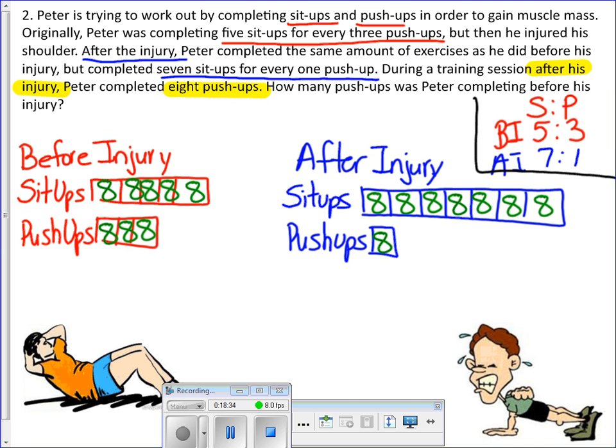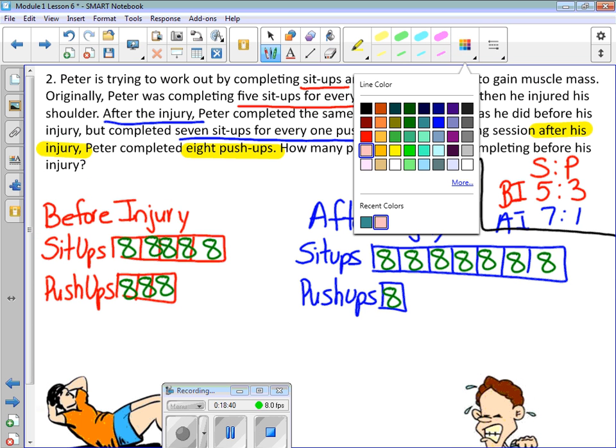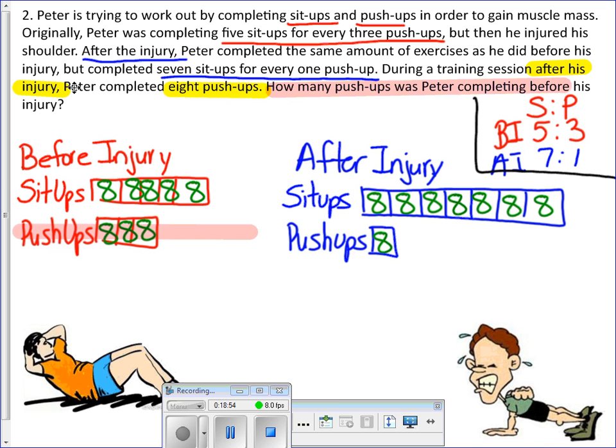But we're not done. We didn't answer the question yet. The question is, how many push-ups before? So I have to go find his push-ups before his injury. So how many push-ups were here? 24. 24. So I'll give my answer in a full, complete sentence.